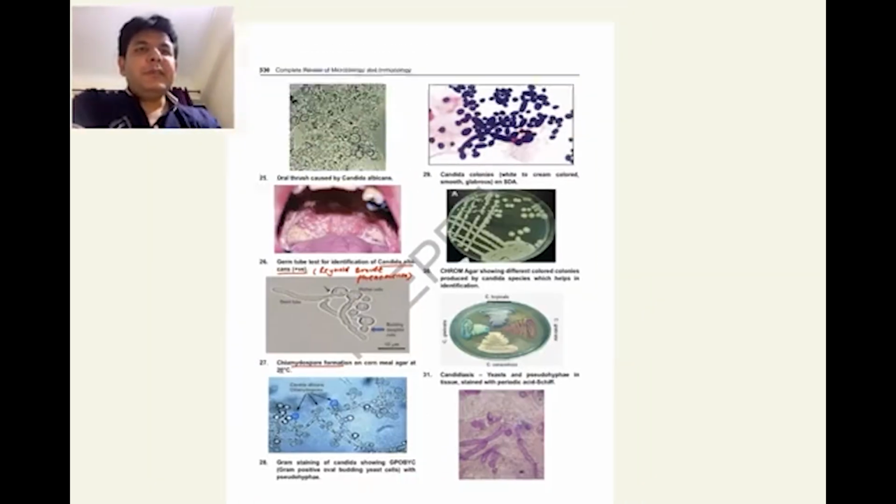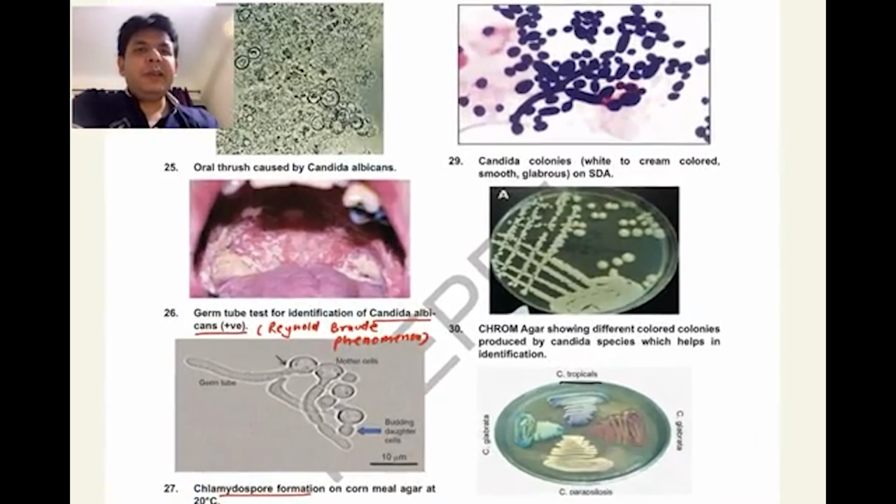Fine. They can show you this particular picture only, and they can ask which infection. That is oral thrush. What is the drug of choice? Fluconazole. Candida albicans is a fungus which shows two phenomena: Reynolds-Braude phenomenon and chlamydospore formation on corn meal agar. So that is also there, and this is that Reynolds-Braude phenomenon, that is the germ tube formation. These are the germ tubes.